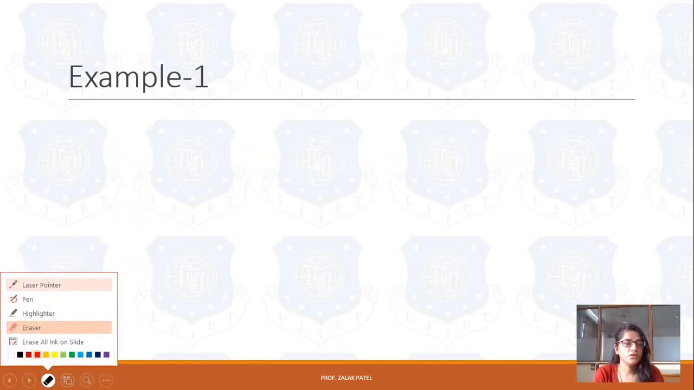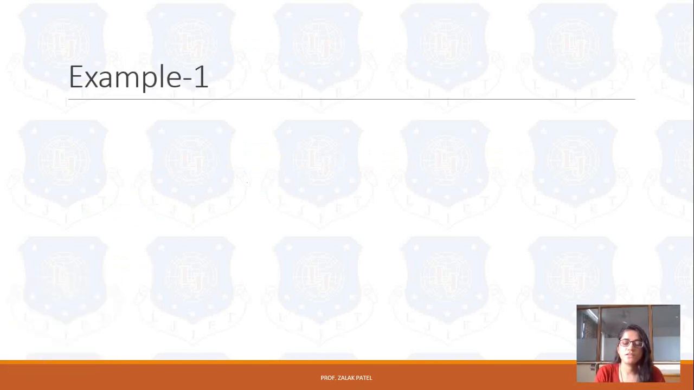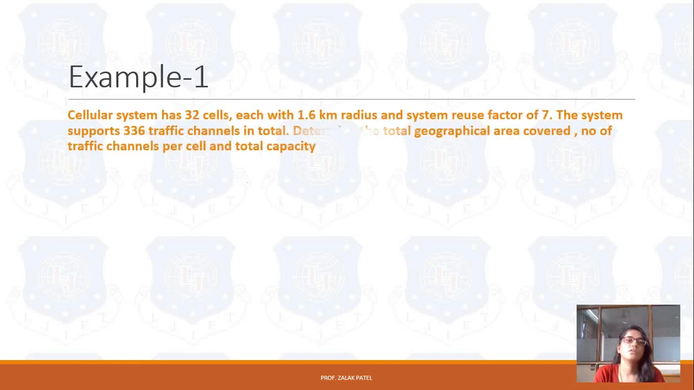First of all, let's consider this example problem statement. A cellular system has 32 cells, each with 1.6 kilometer radius and a system reuse factor of 7. The system supports 336 traffic channels in total. Determine the total geographical area covered, the number of traffic channels per cell and the total channel capacity.